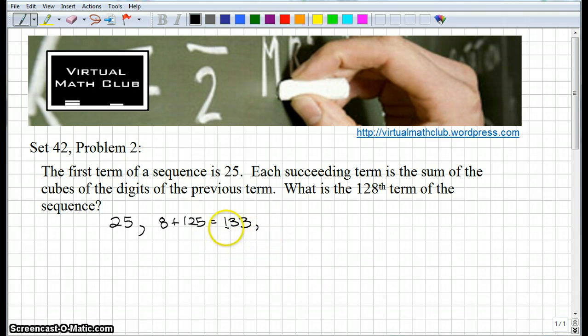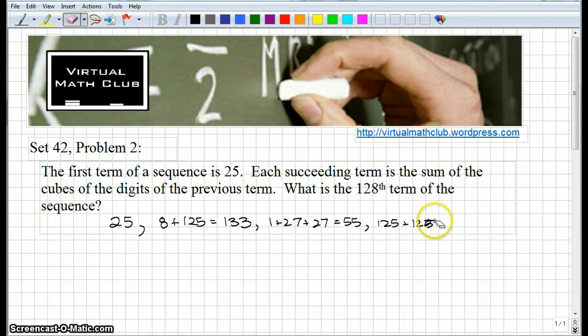And the next one, okay, 1 cubed is 1, 3 cubed is 27, then we have another 3, so that's 27, so we have 54 plus 1, which is 55. Alright, sum of the cubes of the digits. So we have 125 plus 125. Oops, that's supposed to be a 5. 125. And we add that up, and we get 250.